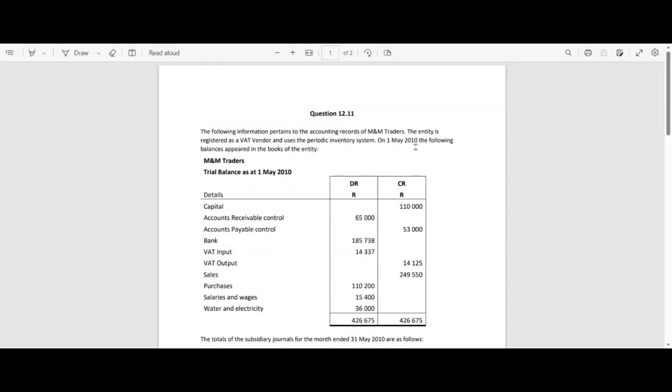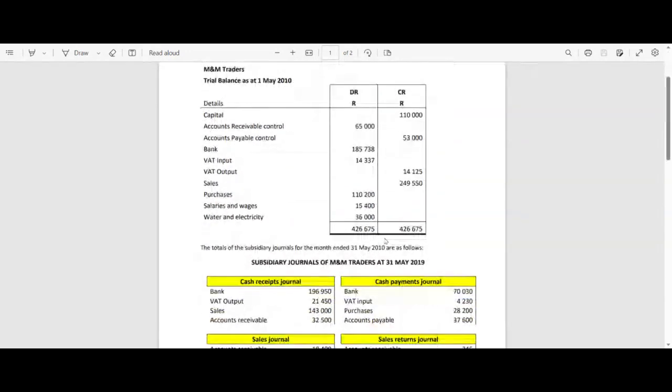On the 1st of May 2010, the following balances appeared in the books of the entity. So these are all our opening balances for the month. So when we are going to drop those general ledger accounts eventually, we will use these as our opening balances.